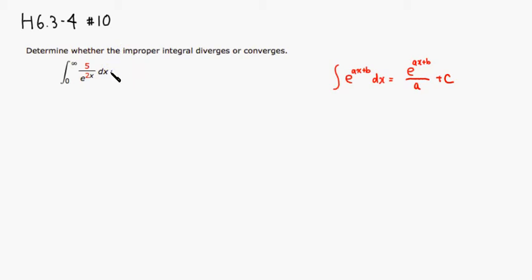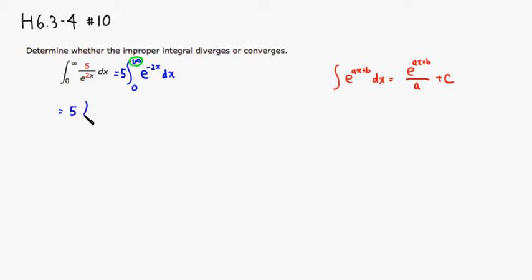Alright, so first I'm going to rewrite this as the integral from 0 to infinity. Then 5 is just a number, so I'll just put it in front. Right? So instead of writing 1 over e to the 2x, I'm going to write it as e to the negative 2x dx. So the problem is having an infinitely long interval, so we're going to write it using a limit. So this is going to be, 5 is just in front, just a number.